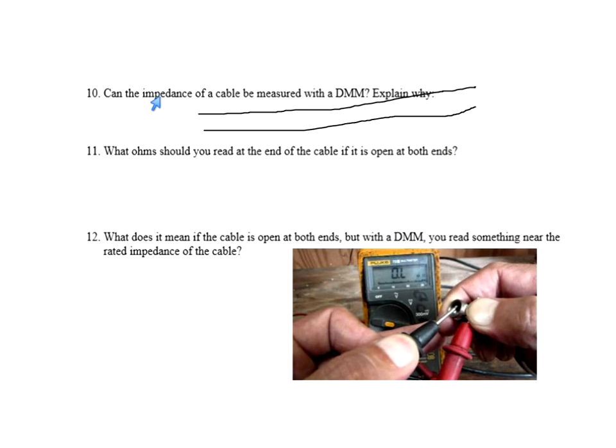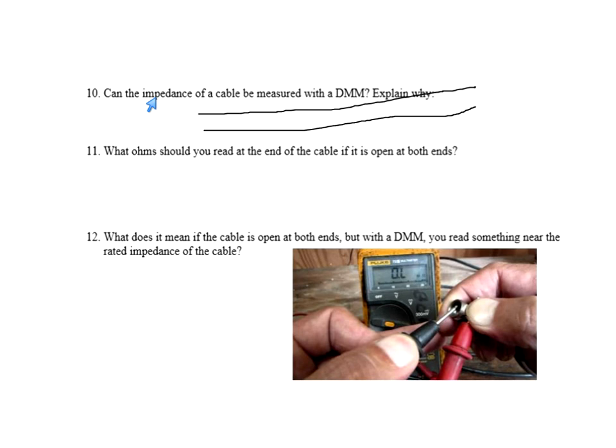So, we confuse the impedance of the cable with the resistance of the cable. The impedance of the cable is what the AC signal sees. A DMM measures resistance. So you cannot measure the impedance of a cable with a DMM. Why? Impedance is what the AC signal sees coming from the transmitter or going to the receiver. A DMM measures DC resistance.